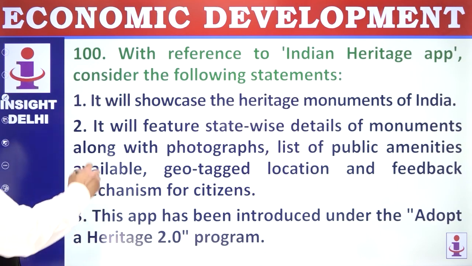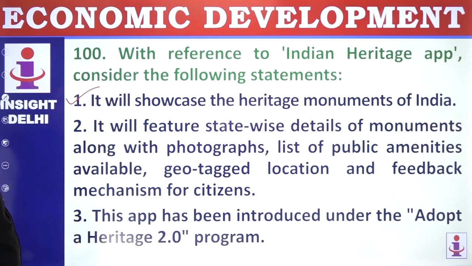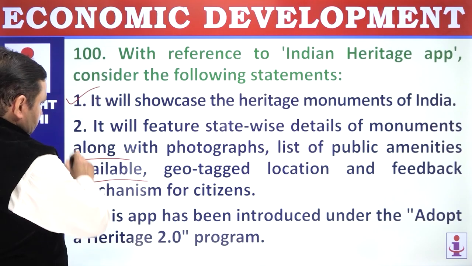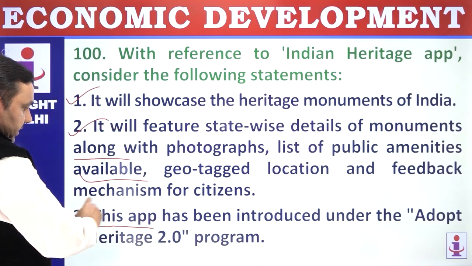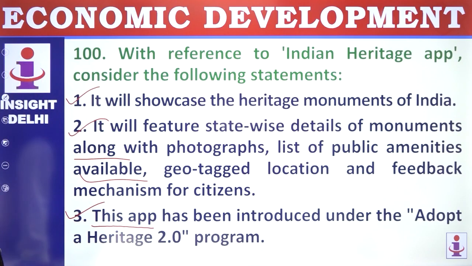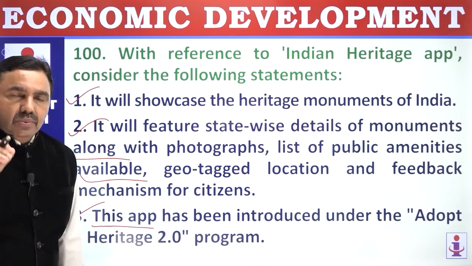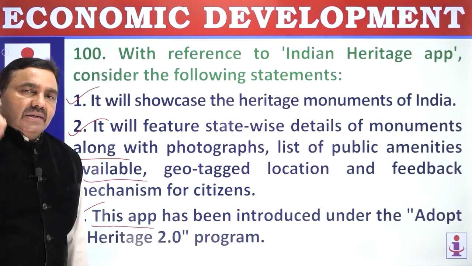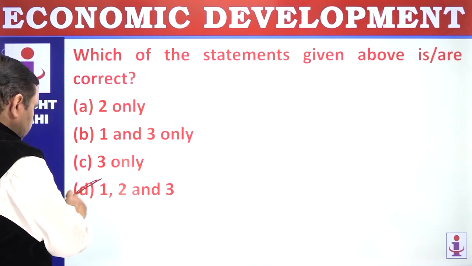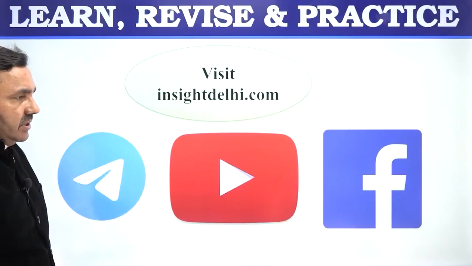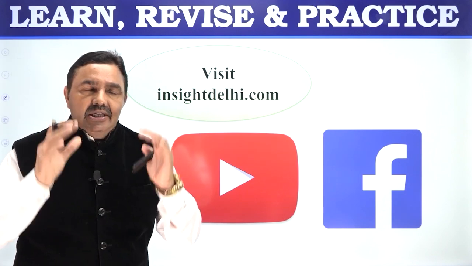It will showcase the heritage monuments of India, that's correct. It will feature state-wise details of monuments along with photographs, that's correct. This app has been introduced under Adopt a Heritage, that's correct. Vikas Bhi or Virasat Bhi. That's the slogan. Virasat Bhi or Vikas Bhi, that's the slogan of this app. All are correct. So dear students, this was the discussion session of your Indian economy test paper.